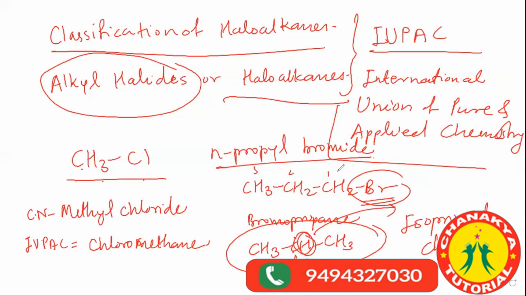Clear? Fine. So this is isopropyl chloride commonly, and its IUPAC name would be what? If I write the chain 1, 2, 3, at the second carbon chlorine is attached. So it will be 2-chloropropane. Got it? Fine. Now one more example.